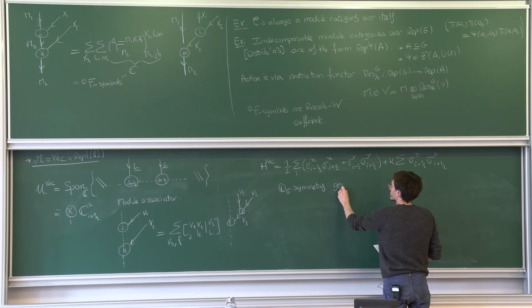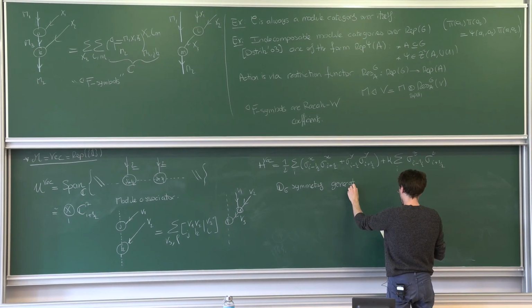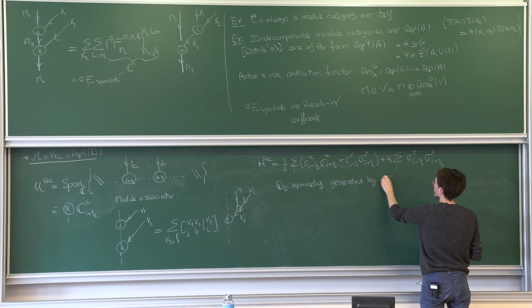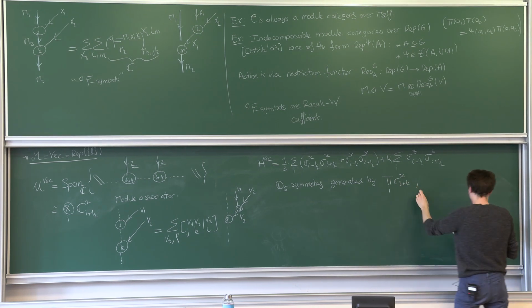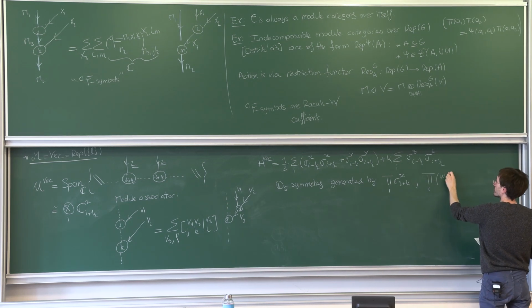And so this D6 symmetry is generated by, first of all, the usual Z2 symmetry. And the Z3 part is given by this.